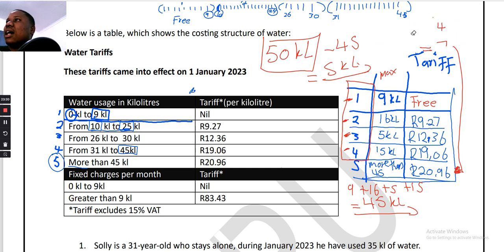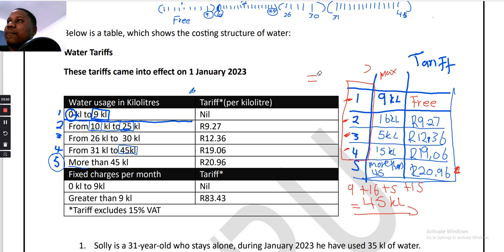Now, if you look at our tariff table there, they give us some important information that we need to consider. They said there's a fixed charge here. There are fixed charges. Remember, these are the variable charges, meaning that they depend on how much water you use. So your fixed charges are not going to charge you according to what we have done here. It's just one amount. So it is no longer according to liters. They're not charging you per liter.